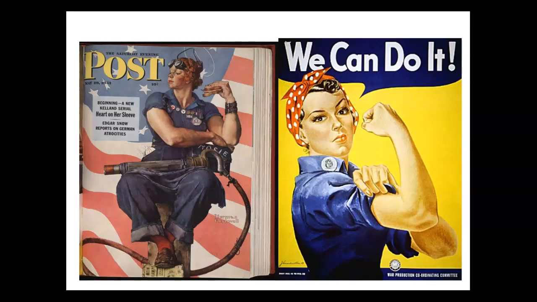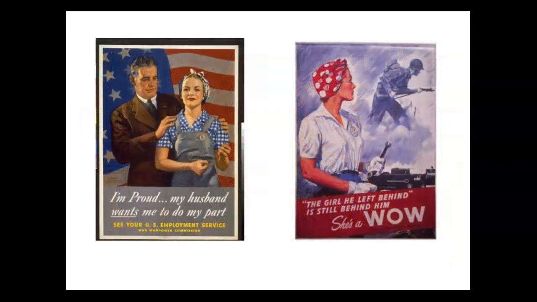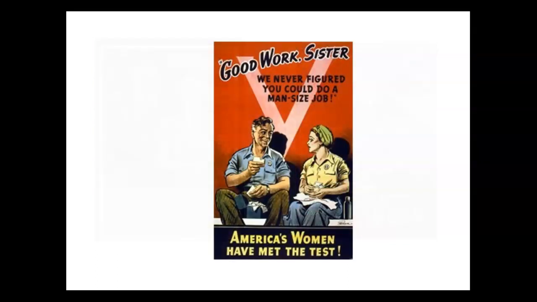Government advertisements urged women to take industrial jobs by assuring them that their household chores had prepared them for work on the victory line. These ads typically were confined to the gender roles of the time, often showcasing women's efforts as a temporarily supportive role.